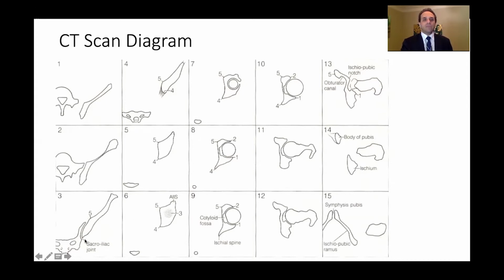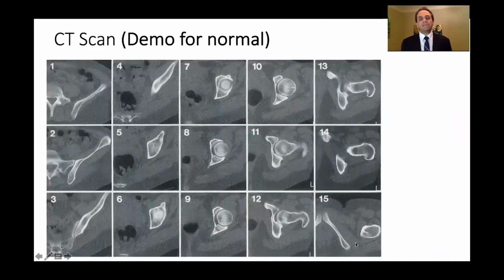Also on the CT, you will be able to examine the sacroiliac joint and sacrum. You will see the anterior inferior iliac spine, cotyloid fossa, ischial spine, obturator canal, body of the pubis, and symphysis pubis, as well as the ischiopubic ramus. And this is how they look on an actual CT.